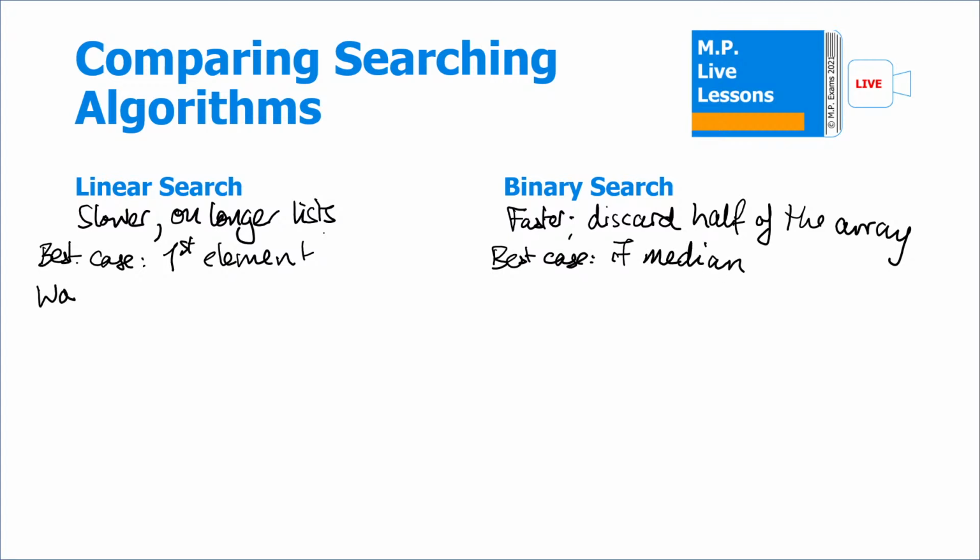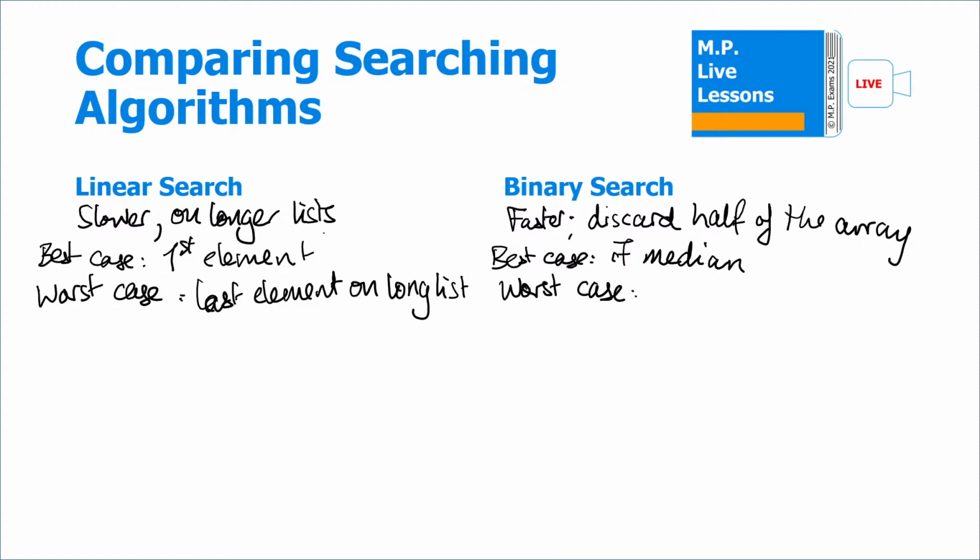Whereas the worst case for linear search is it's the last element, and it's usually on a long list. So they have to keep going through every single one until it reaches the end, and that's a lot of time wasted. Whereas with binary search, well, it's not found until the end, which is like our example. And this happens to be quite consistent, but is consistently fast.